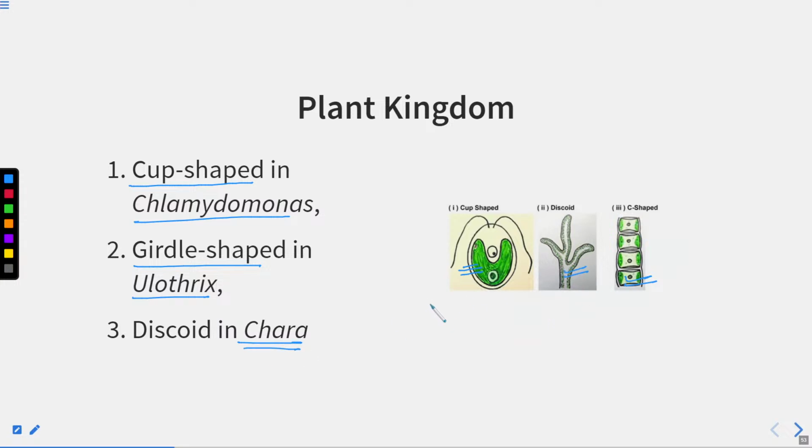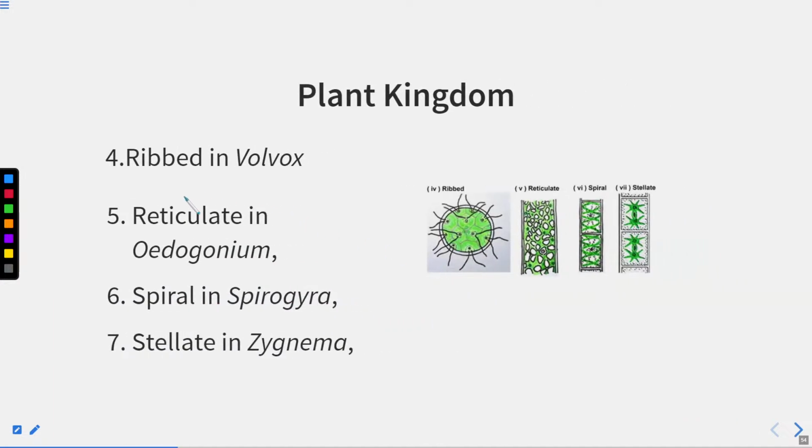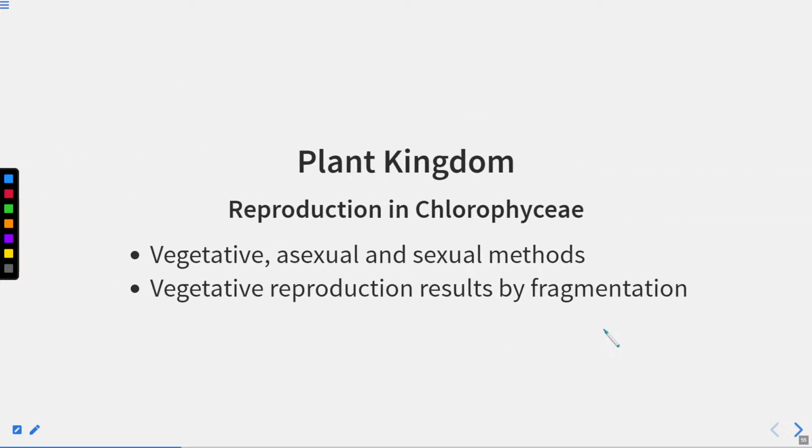So 3-4 more different forms of the chloroplast we can see. Ribbed in the case of Volvox, reticulate in the case of Oidogonium. So here you can see the reticulate type, and spiral shape structure, the same type of chloroplast structure that is found in the Spirogyra. Stellate, star-shaped structure of chloroplast in the Zygnema, here you can see. So the different shapes of the chloroplast we can see in the chlorophyce.